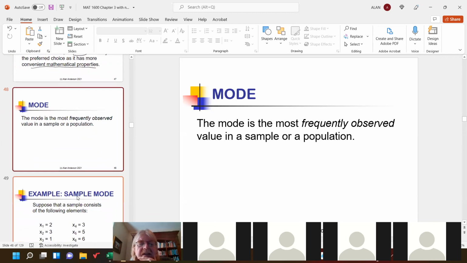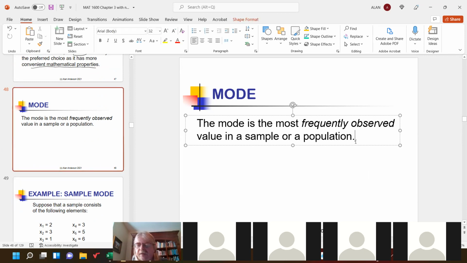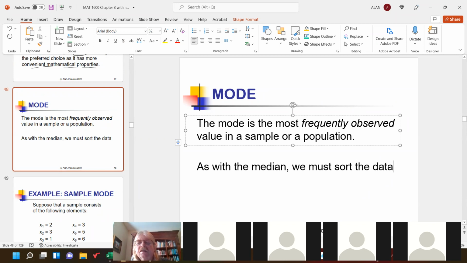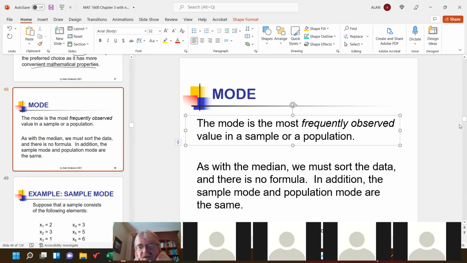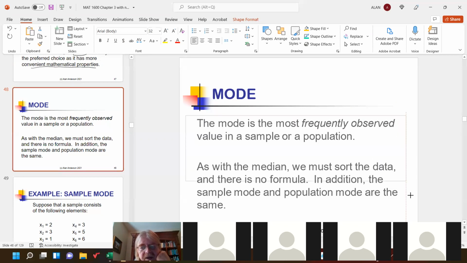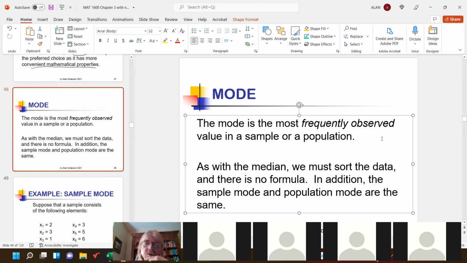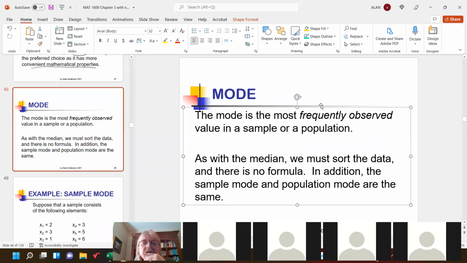So in a case like this, like with the median, you're not actually using a formula. Let me just mention this here. As with the median, we must sort the data, and there is no formula. In addition, the sample and population mode are the same. So I just want to mention that it has that in common with the median. We have to sort. There's no formula, and therefore the result will be the same for a sample and a population.